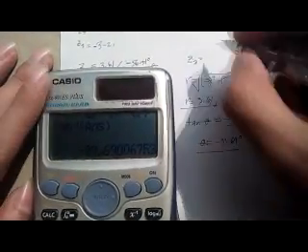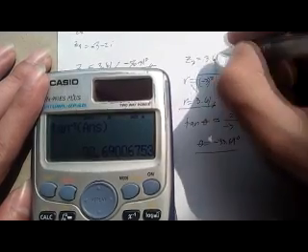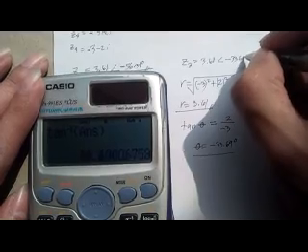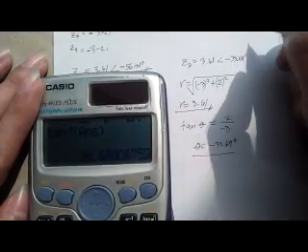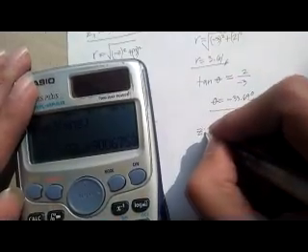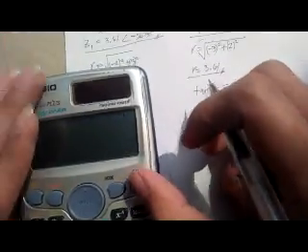So we have Z3, 3.61 angle negative 33.69 degrees. Z4. Now let's solve for the last one.